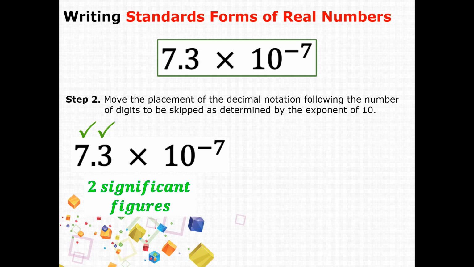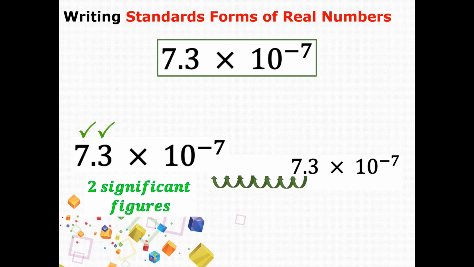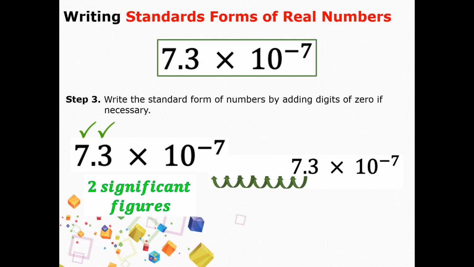Next step is to move the decimal notation. And since the exponent of 10 is negative, we move to the left. We complete our standard form by adding digits of 0 if necessary.